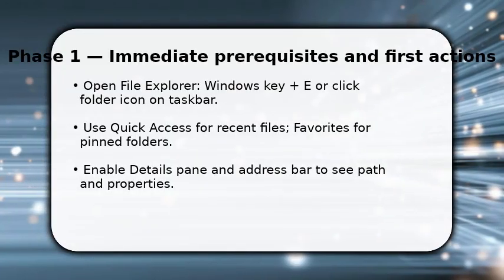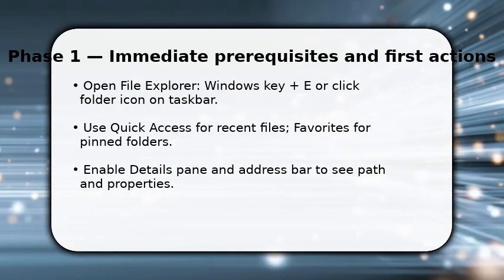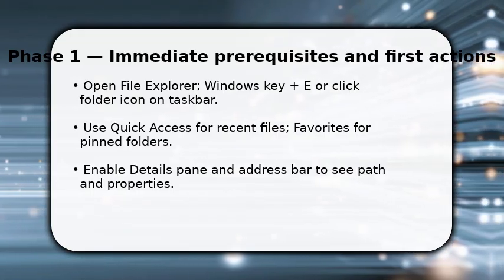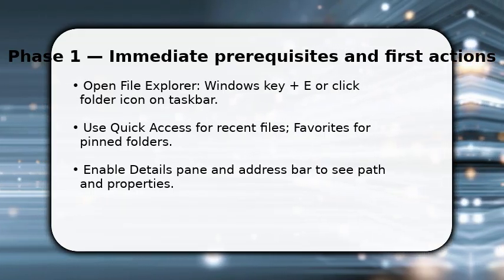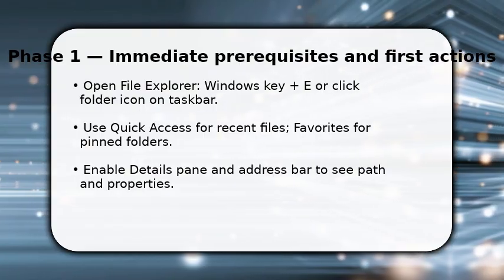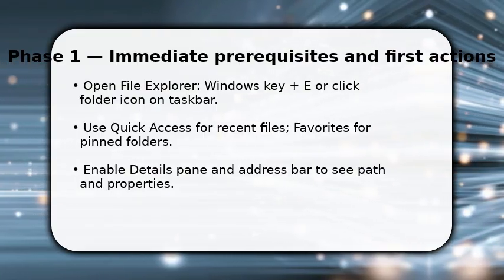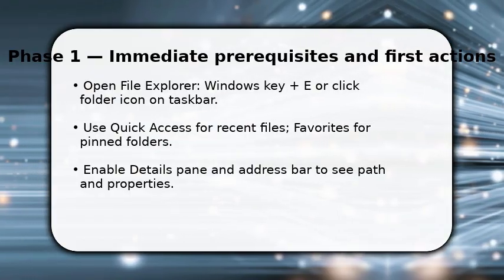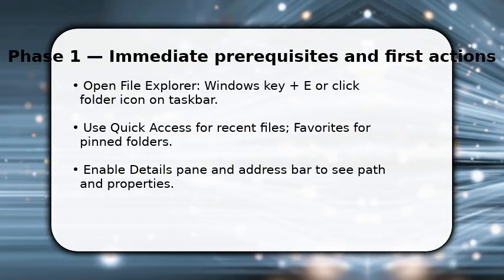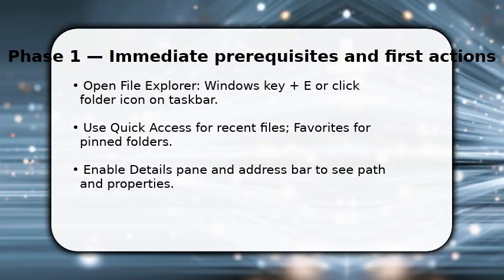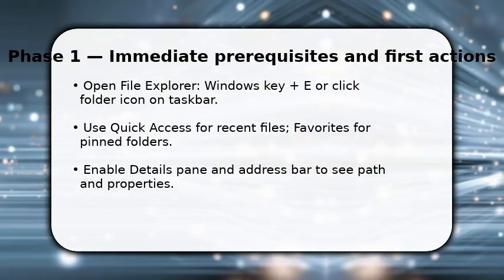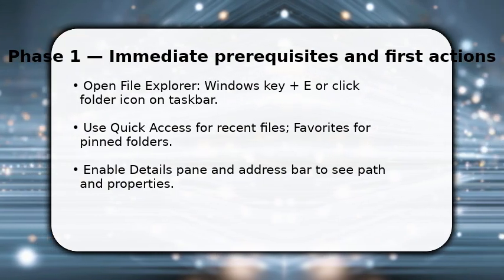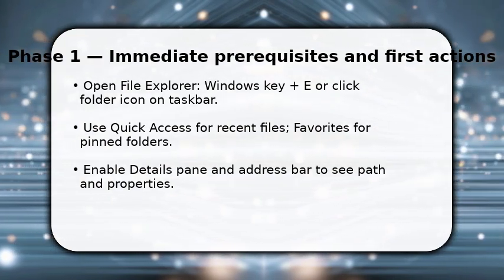You begin by opening File Explorer immediately. Press Windows key plus E or click the folder icon. Next, locate your target folder using Quick Access or the left navigation pane because that saves time. Once there, enable the Details pane and address bar so you can confirm file paths and metadata. Make sure to switch view modes, list, details, or icons, depending on the task. This affects sorting and selection behavior and helps you plan the next actions efficiently.